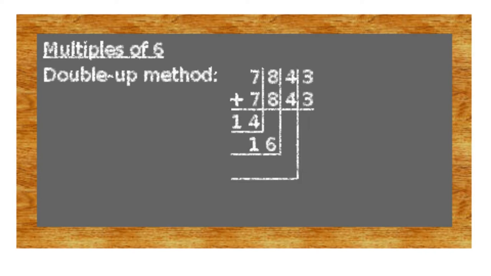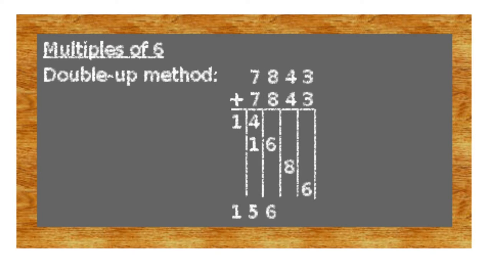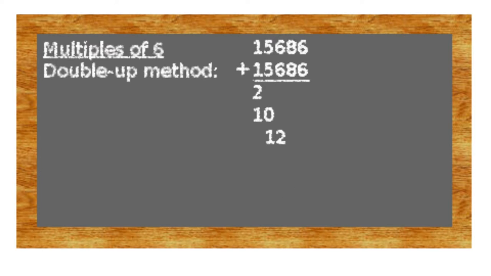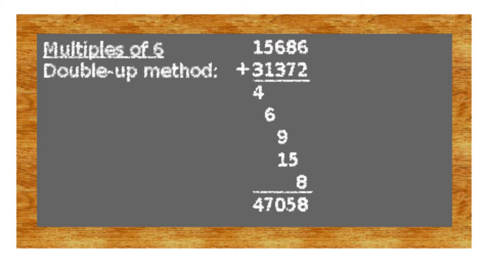The other approach uses the double up method. Add up the number twice. This gives you the 2's multiple. Now double it. This gives you the 4's multiple. Then finally, add the 4's multiple to the 2's multiple, and you'll get the multiple of 6.